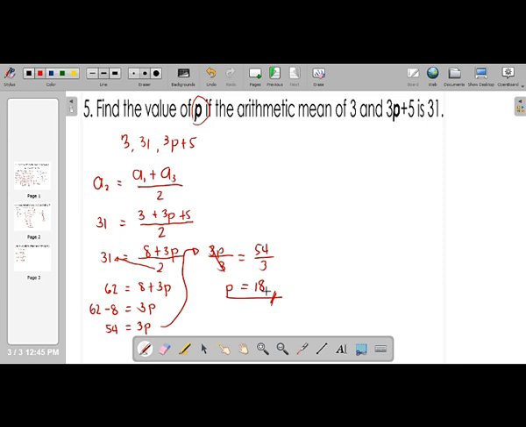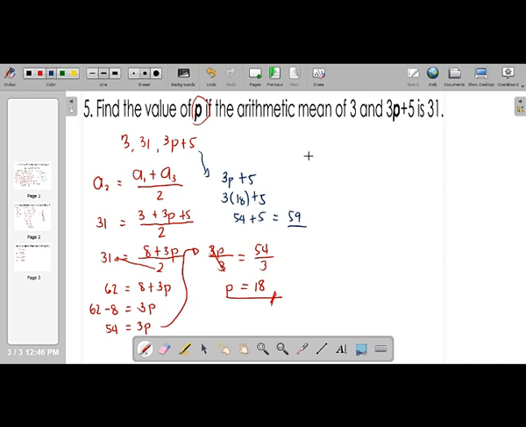To be sure that our answer is correct, since we like to be careful, we substitute p. If it forms an arithmetic sequence, then we can be confident in saying that p is definitely equal to 18. So let's do that. We have 3p plus 5. That is 3 times the value of p that we got, which is 18, plus 5. What is 3 times 18? That is 54, plus 5. 54 plus 5 is equal to 59.